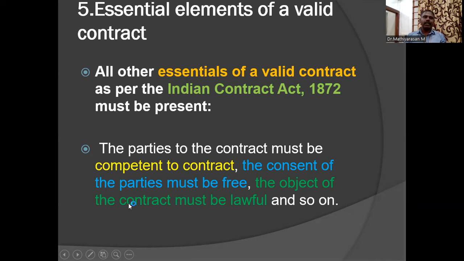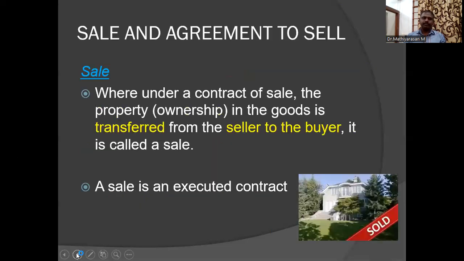What are the essential elements of a valid contract that should be there for the sale of goods? All the essentials of a valid contract as per the Indian Contract Act 1872 must be present. The parties to the contract must be competent to contract. The consent of the parties must be free. The object of the contract must be lawful, and so on.